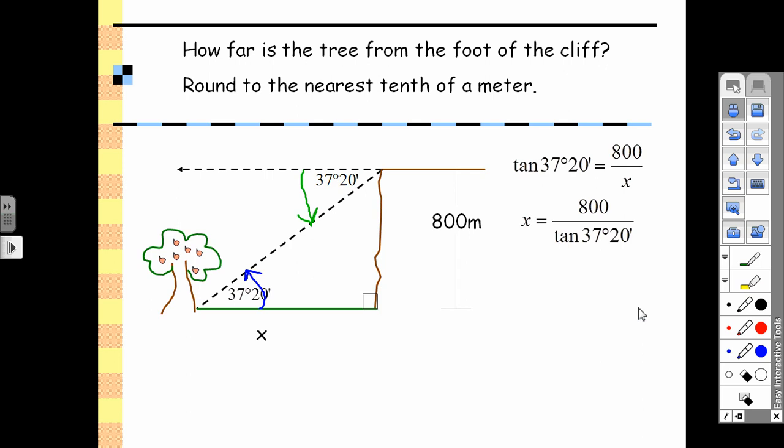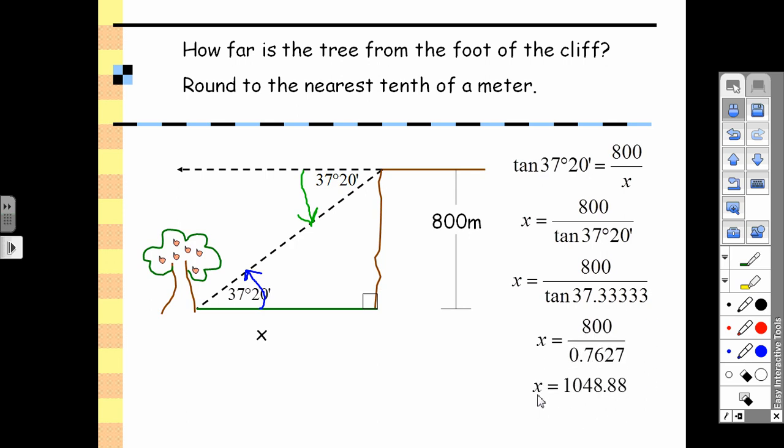And now it's just taking it to the calculator, plugging in all the right things, and figuring out what our x actually is. On our calculator, leaving everything to the end and rounding at the very last second, you would take this decimal and round it to get 1048.9 meters. Okay, so that's one type of question that you're going to be dealing with.